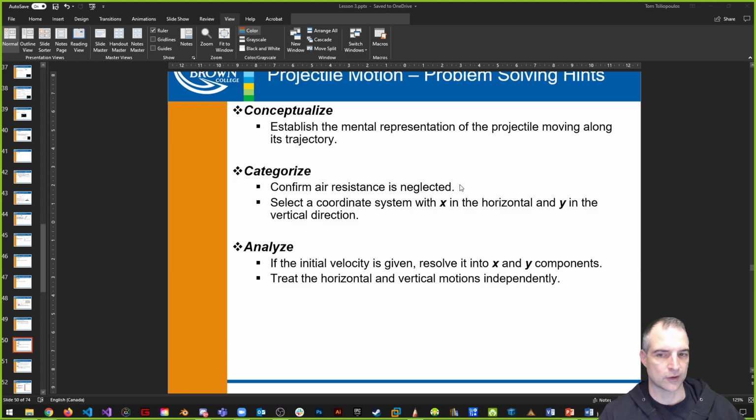Confirm air resistance is neglected. And in terms of your Wookiee question for assignment 1, it's neglected. Select the coordinate system with x in the horizontal and y in the vertical. Of course we're going to do that. And then analyze. If the initial velocity is given, resolve it into x and y components. Break it down half-half. How much is on the x component? How much is on the y component? Right, as an example. Treat the horizontal and the vertical motions independently, and we should, because at the end of the day, when we break this down into a computer program, we want pixels on the x-axis, pixels on the y-axis to get our final vector.